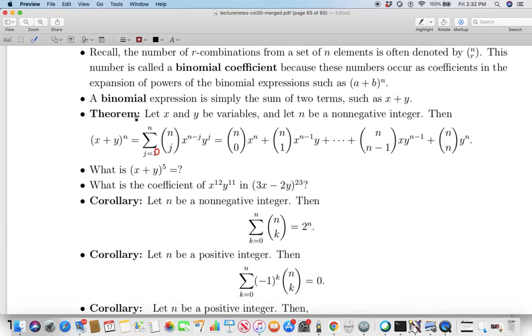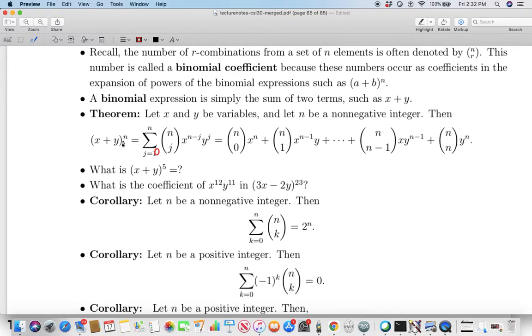Here is an important theorem, the binomial expansion. Let x and y be variables and let n be a non-negative integer. Then (x + y)^n is equal to the summation j equals 0 to n of n choose j x^(n-j) y^j, which is actually equal to n choose 0 x^n plus n choose 1 x^(n-1) y plus so on.